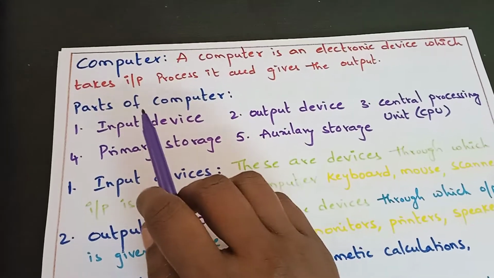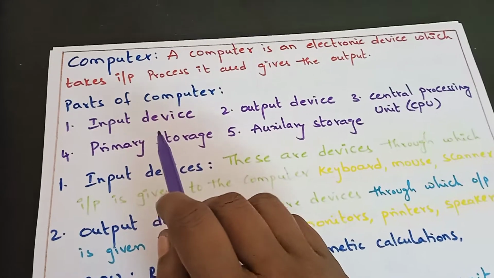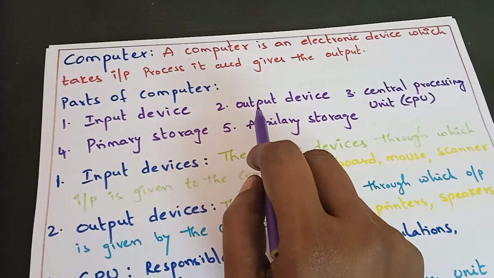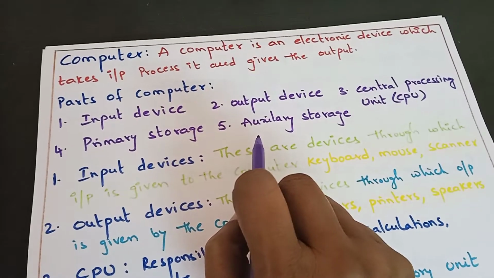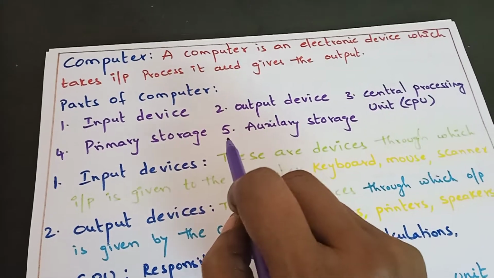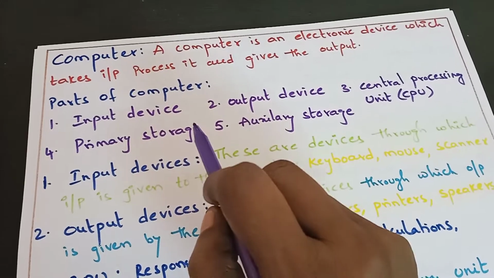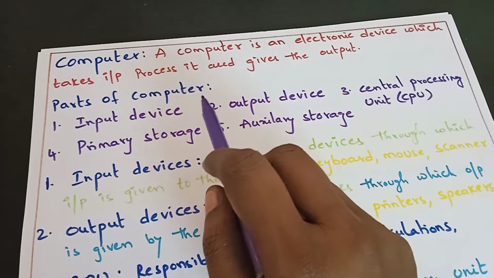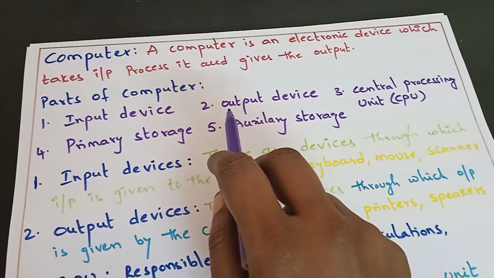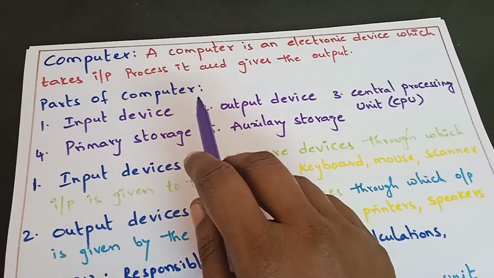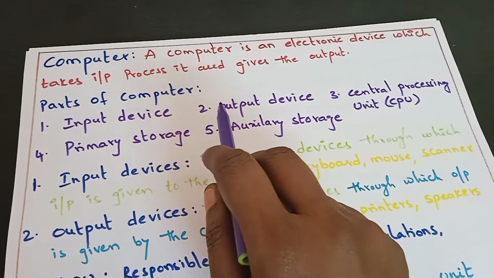Now let's see the parts of a computer. We have input devices, output devices, the CPU and storage units. Most users will think that a computer is for calculation or computation purposes, but the best advantage of a computer is to store the data.